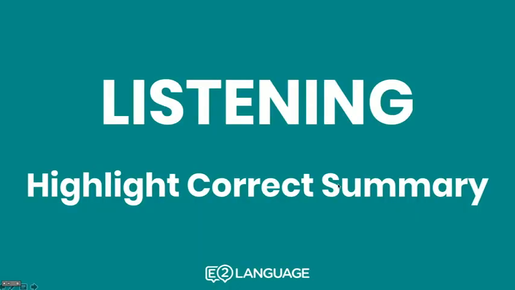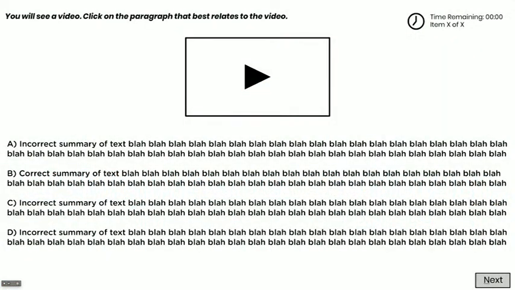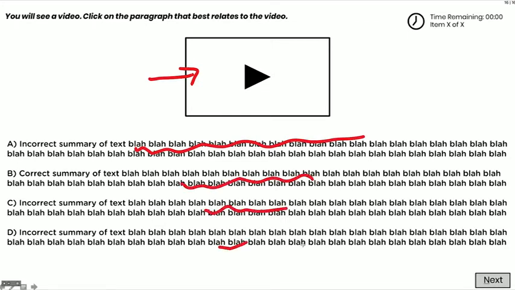Okay, next task is called highlight correct summary. Now, just be aware also in PTE that it might be an audio file, like we saw before, or it actually might be a video, okay? Either way, it should be fine. This is basically a multiple choice question, except what you're going to notice is that these are very long answer options. These consist of two or three sentences.